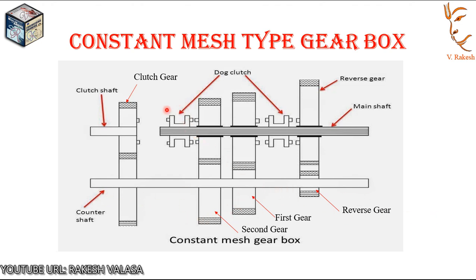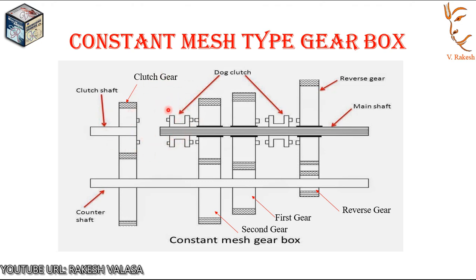This is the left-handed dog clutch, this is the right-handed dog clutch. When the left hand sided dog clutch is slided, make it to mesh with clutch gear with the help of shift lever mechanism. That shift lever mechanism is attached in between this dog clutch 1 and dog clutch 2. With the help of shift lever, top speed is obtained.